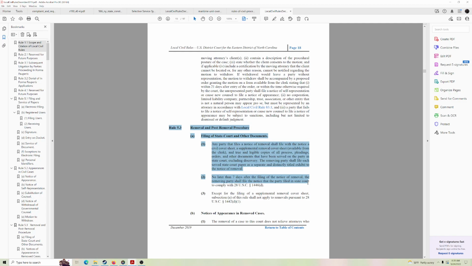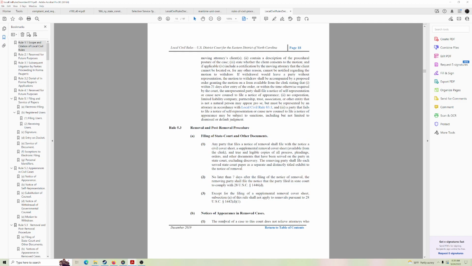2. No later than 7 days after filing of the notice of removal, the removing party shall file a notice that the party filed in state court to comply with 28 U.S. Code subsection 1446(d), except for the filing of a supplemental removal cover sheet. Subsection A of this rule shall not apply to removal pursuant to 28 U.S. Code subsection 1442(d)(1).